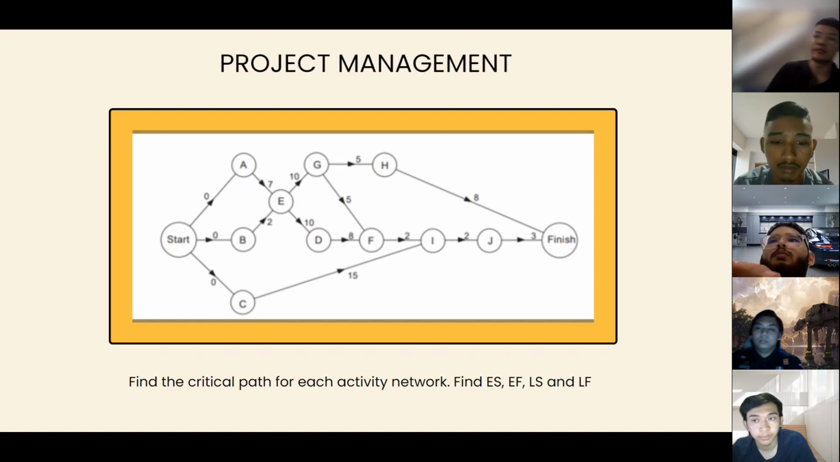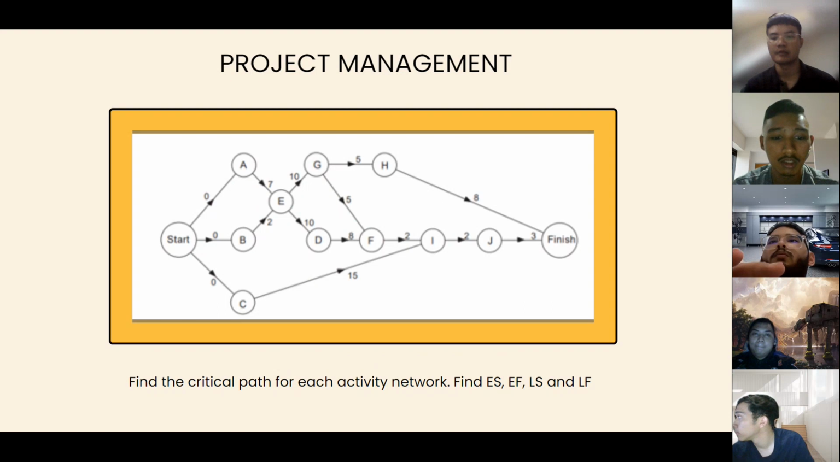Assalamualaikum. My name is Mohamad Amirul. We continue with question 2 from the chapter on project management. Next slide.